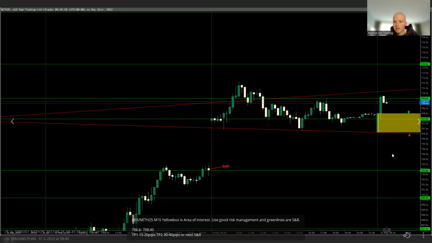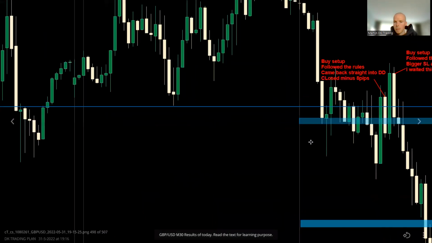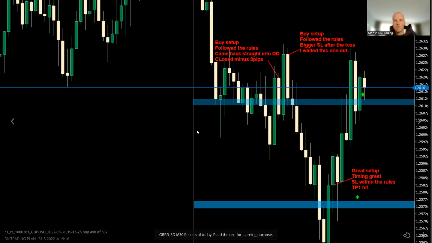The plan for that Net25. We got that gap we wanted to close. So the pound dollar results. Buy setup, follow the rules, right? Closed above, good signal candle. Came back straight into the drawdown again. Similar setup like the day before, the Monday.